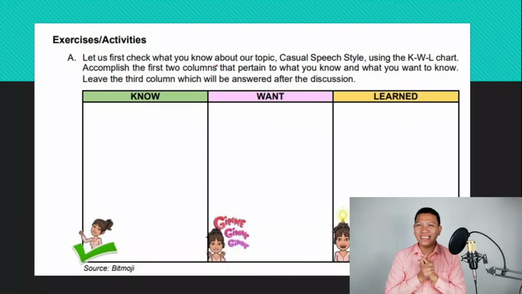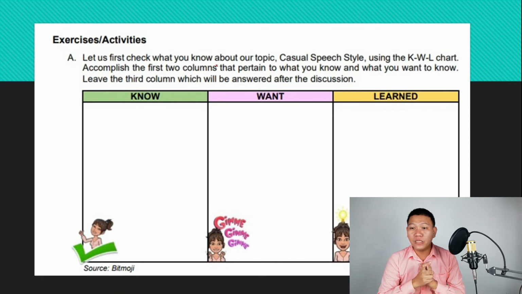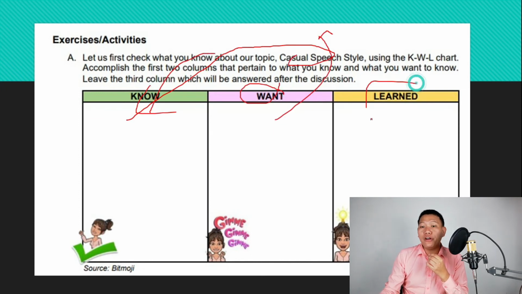For your activities, these are just very simple. For exercise A, it's what we call KWL chart. K means know, W is want, L is learn. So you will be writing here what you know about casual speech, and then what you want to know about casual speech, and what you learned about casual speech based on my discussion.